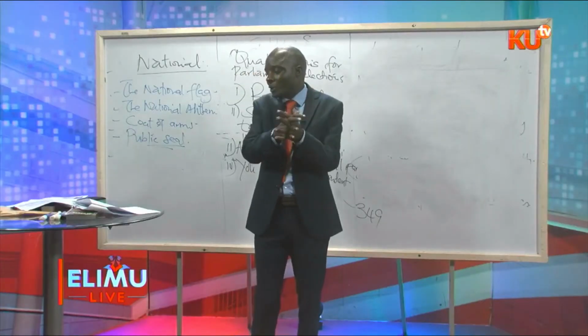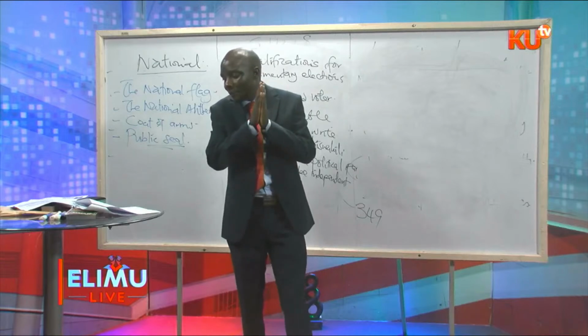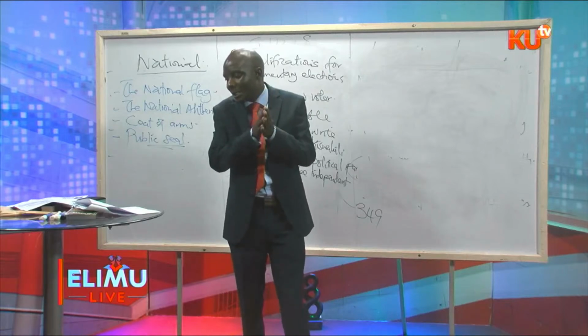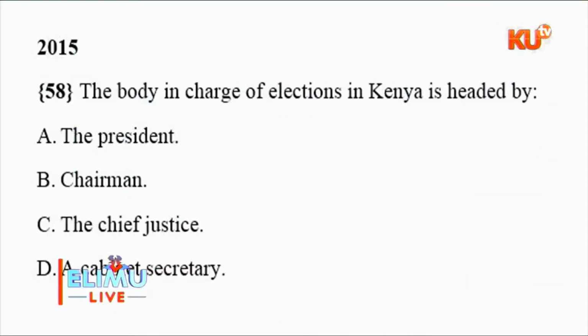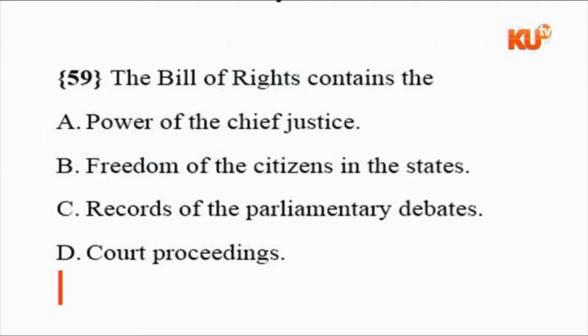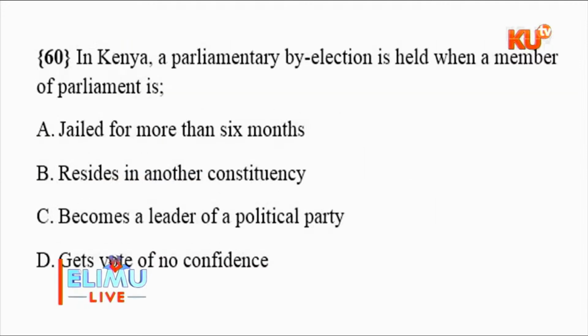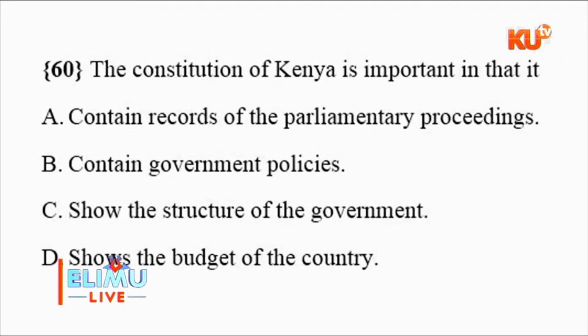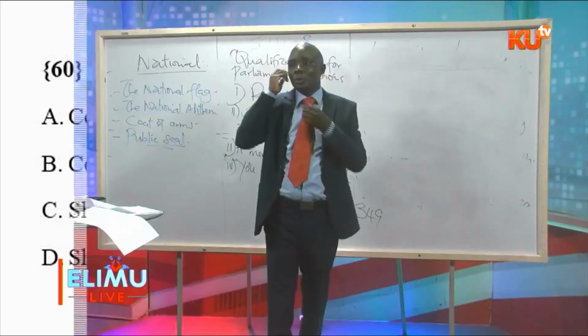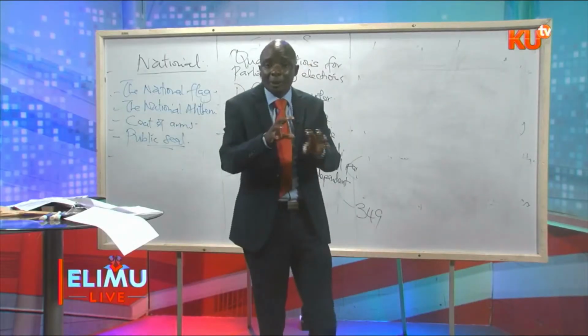Then for 2015, we have question number 58 and question 59. Then 60. In 2013, we have question 55 and question 60. There are very many questions, and in 2012, we have page 50, question 59. So you can see the questions, please read them somewhere and go through them. They are the things that we have been discussing. Remember, you can also go back to this area. You read it in class 7.